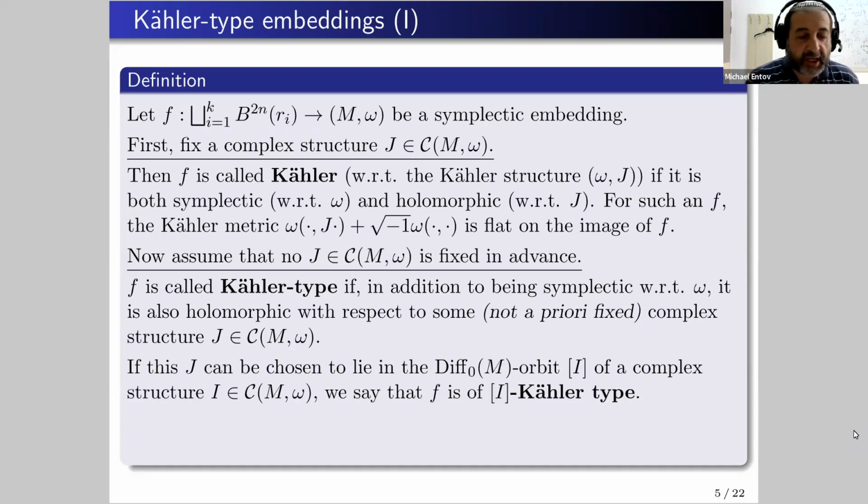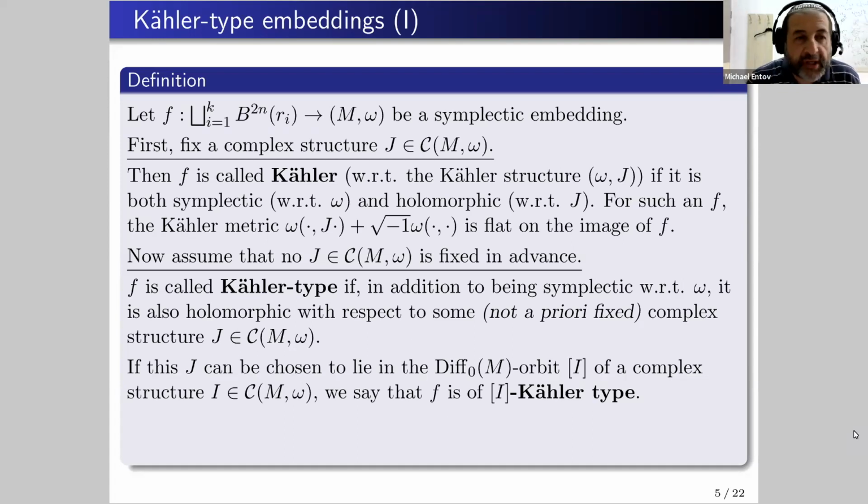If this J can be chosen to lie in the Diff naught orbit of some other complex structure I compatible with omega, then we say that F is of I Kähler type. So it means that I'm able not only to find J compatible with omega with respect to which my embedding is holomorphic, I'm also able to pick this J from the Diff naught orbit of a particular complex structure compatible with omega. And that's what's called I Kähler type.